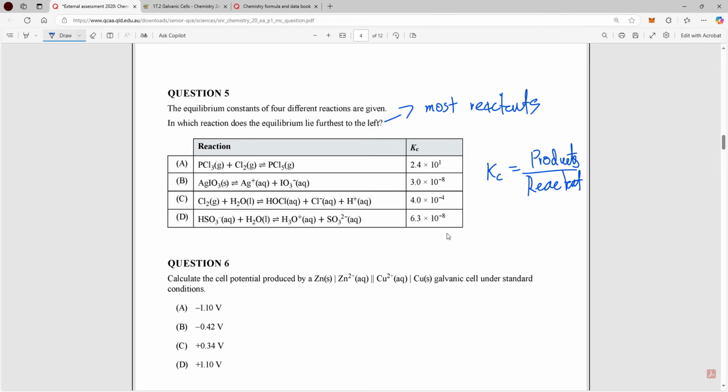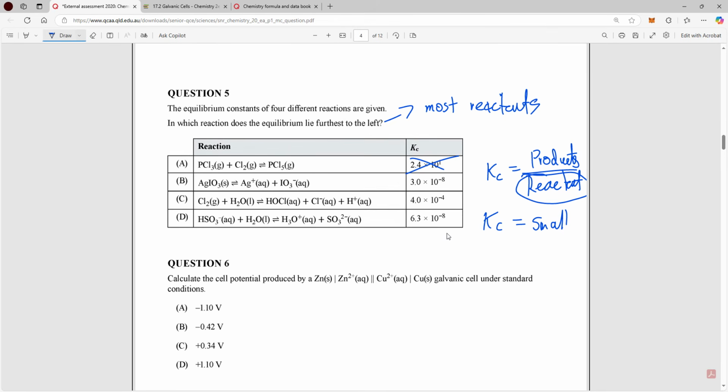So if we want to work out which one lies furthest to the left, aka has the most reactants, we want this to be very significant. So if that's significantly larger than the products, then your Kc is going to be small. So if we find the one with the smallest equilibrium constant, then we've found pretty much which one has the most reactants, hence the equilibrium that lies furthest to the left, okay? So straight away, this one is not correct. That's the biggest one, okay?